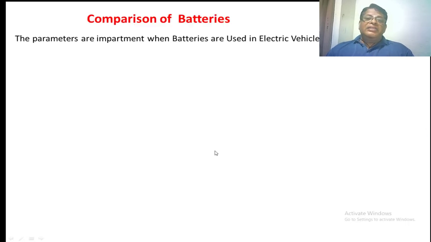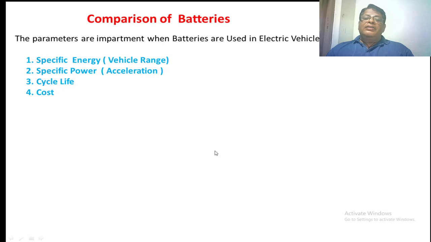Comparison of the batteries in terms of four parameters which are very essential before using the batteries in an electric vehicle. One is specific energy. The specific energy is related to how much distance is traveled by the vehicle during one charge of the battery. Specific power decides how much acceleration the vehicle can achieve. Next, cycle life and cost of the battery.